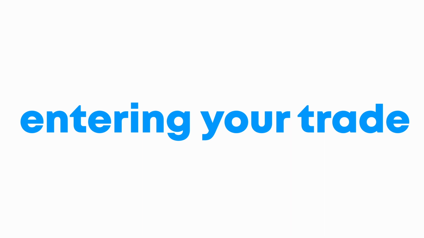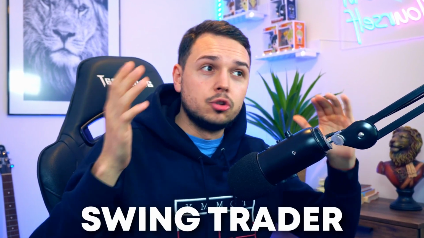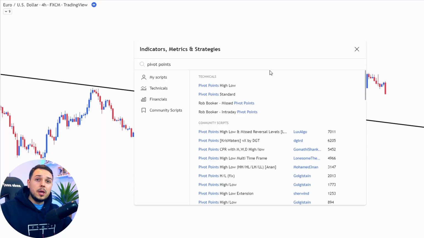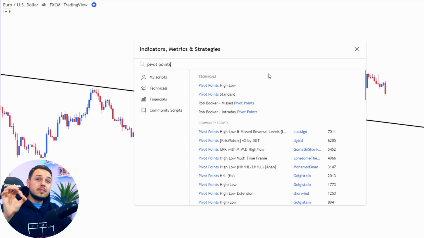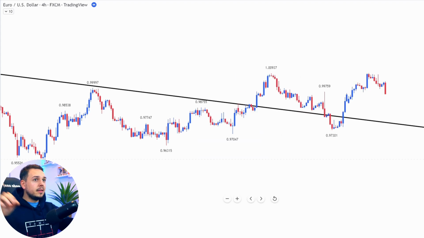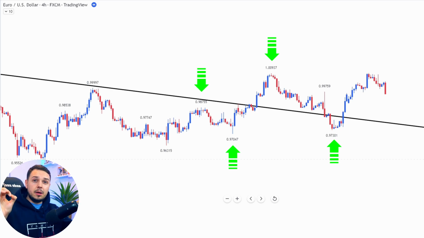Now the 4-hour time frame is where you want to consider entering your trade, especially if you're a swing trader like myself. So this is where you want to be adding your pivot points indicator. Go inside the indicators tab on TradingView, and under technicals you will find pivot points high and low. Click on it one time. Now, as you can see, immediately we have a lot of numbers appear on our charts, and these numbers are areas of support and resistance.